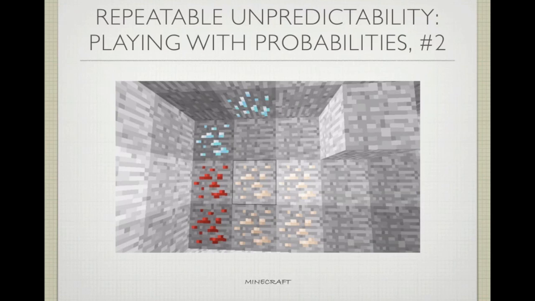Another use of unpredictability is playing with probabilities in a larger sense. So this, of course, is a shot from Minecraft, in which you're constantly, if you're playing in a survival scenario as opposed to a creative one, mining for resources. This is an unusual sight because this has got diamond blocks on the top, redstone on the left, and iron ore in front of us.